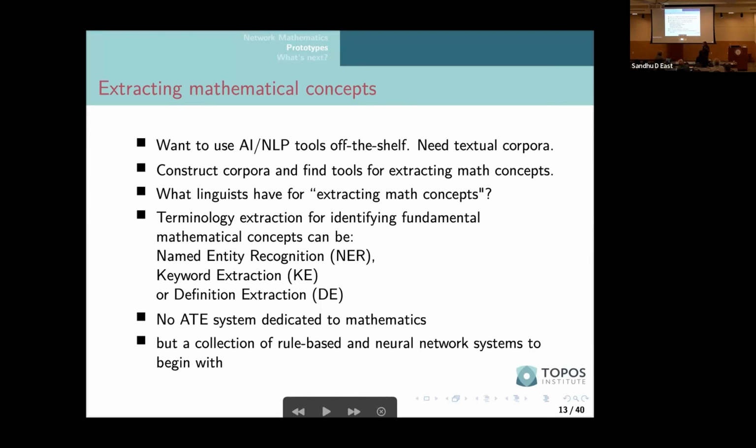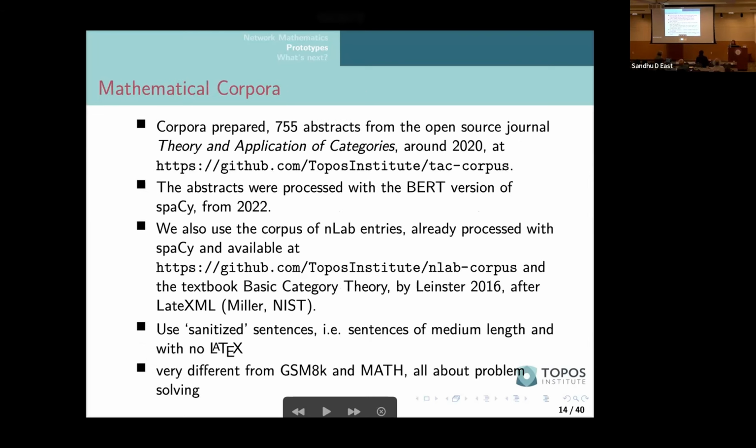We don't have it for chemistry. We don't have it for biology. I mean, we have a little bit for bioinformatics because the US government has been paying for that for more than 50 years. But even that is not enough. So there's no automatic textual extraction system dedicated to mathematics. And so what we're doing is creating a collection of rule-based and neural network systems to begin with. This way I'm not going to get there at all.